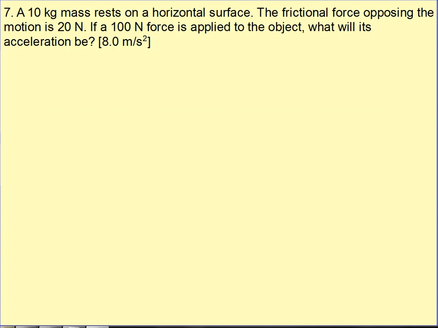Let's work a problem. Suppose I have a 10 kilogram mass. So we're talking about our mass here. It rests on a horizontal surface. The frictional force opposing the motion is 20 newtons. Can you guess what that is? That, of course, is friction. If a 100 newton force, so this is just going to be some force F, is applied to the object, what will be the acceleration?